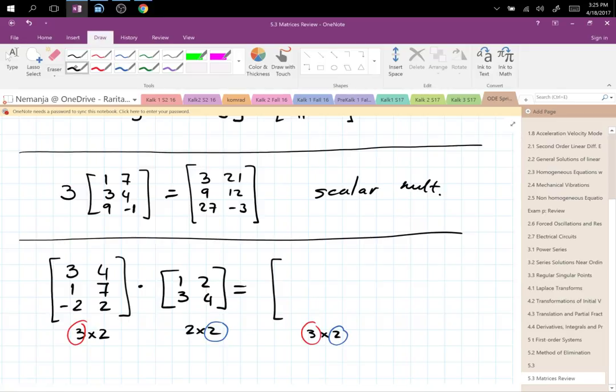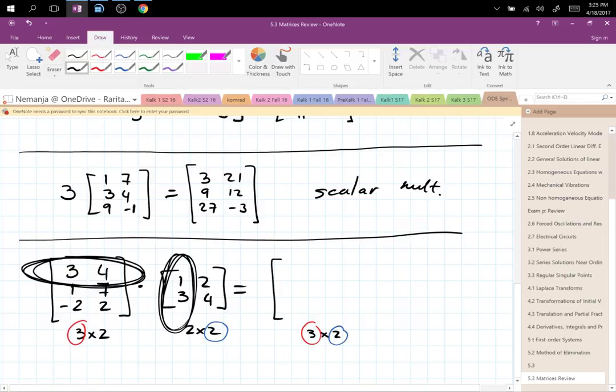Alright, so now how do we multiply? You take this column and you put it on this row. So you would get 3 times 1 plus 4 times 3.